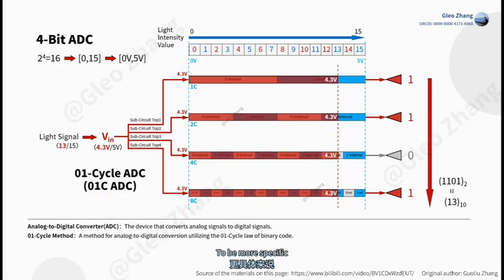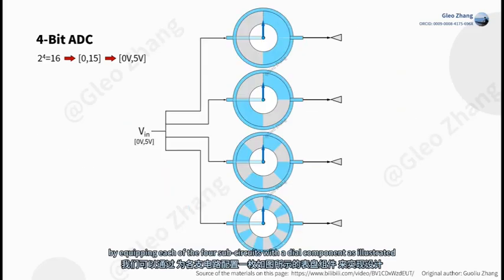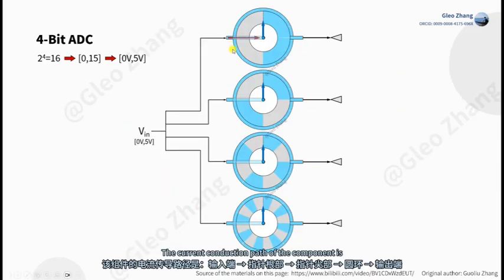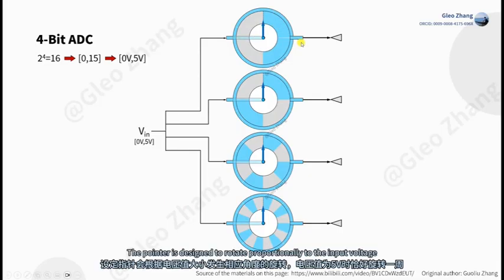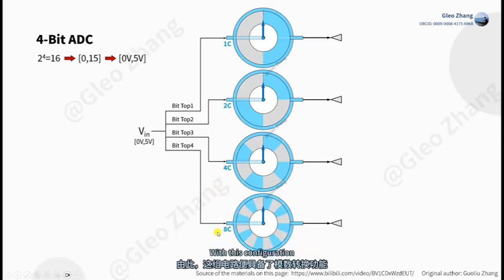To be more specific, we can implement this design by equipping each of the four subcircuits with the dye component as illustrated. The current conduction path of the component is input terminal, pointer base, pointer tip, circular ring, output terminal. The pointer is designed to rotate proportionally to the input voltage, completing a full 360-degree rotation at 5 volts. Furthermore, we partition the circular ring of each component according to its bit position into 1 0-1 circle, 2 0-1 circles, 4 0-1 circles, 8 0-1 circles. With this configuration, the circuit acquires analog to digital conversion functionality.